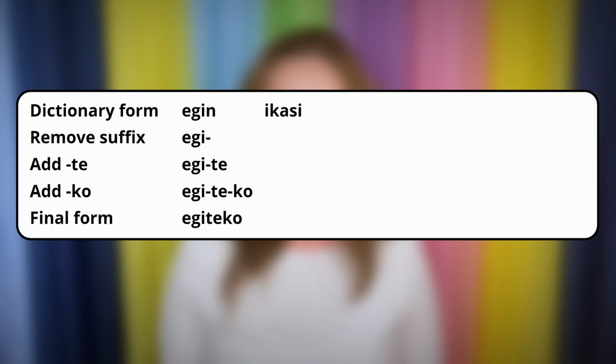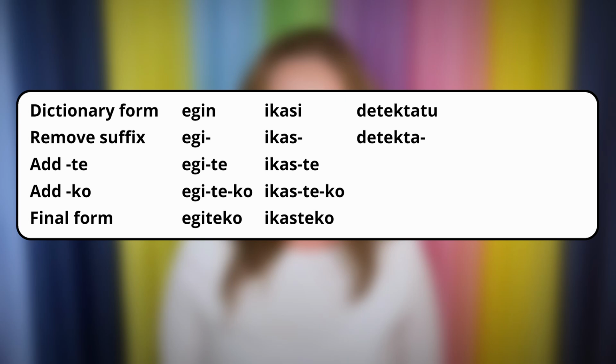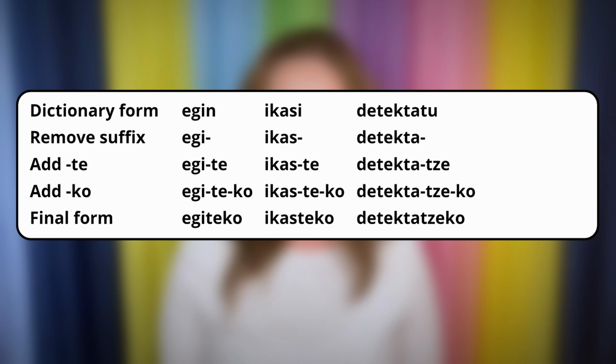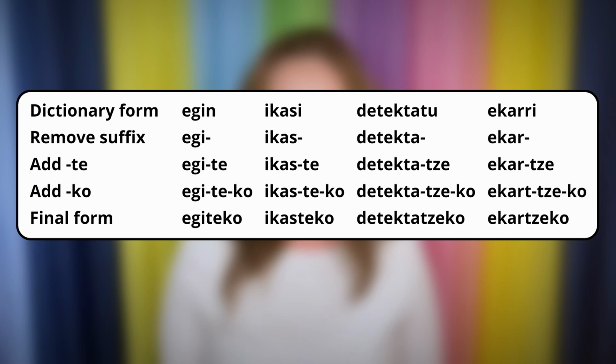From ikasi, remove the I, add te and ko, you get ikasteko. From detektatu, remove tu, add tze and ko, you get detektatzeko. From ekarri, remove the ri, add tze and ko, you get ekartzeko.